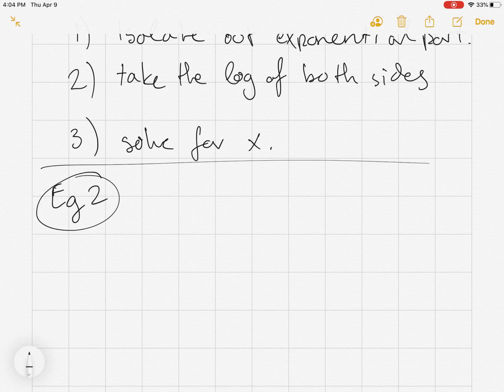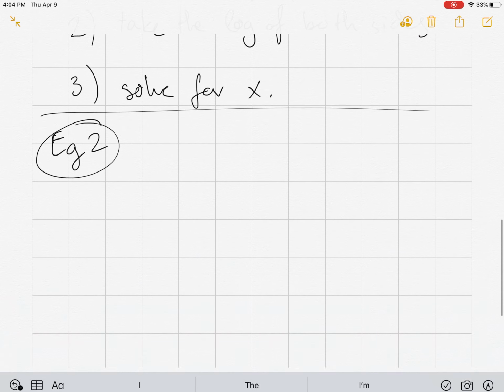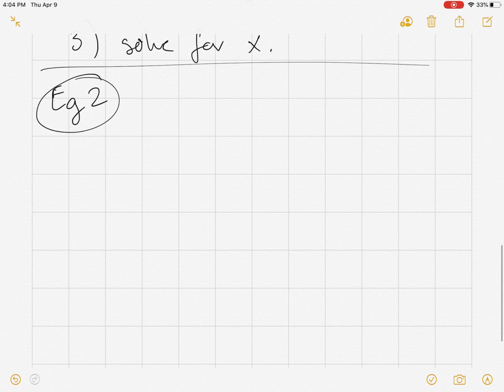Example 2. In this example, we're going to take e to the power of x plus 2, and we're going to set that whole thing equal to 7 times e to the x squared. And we want to solve this for the values of x that satisfy the equation.